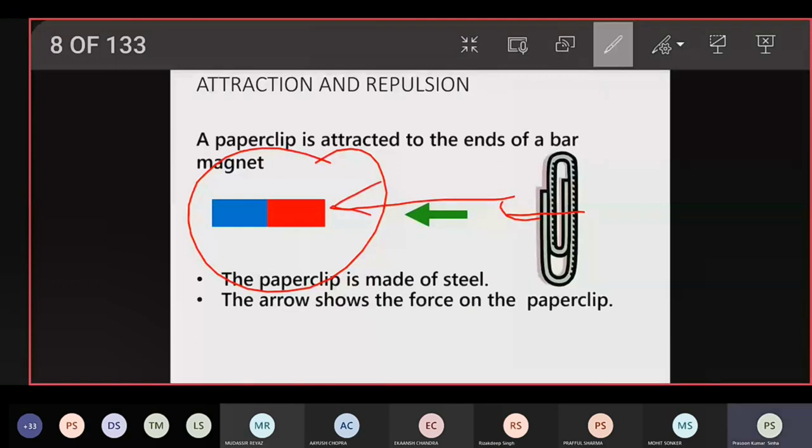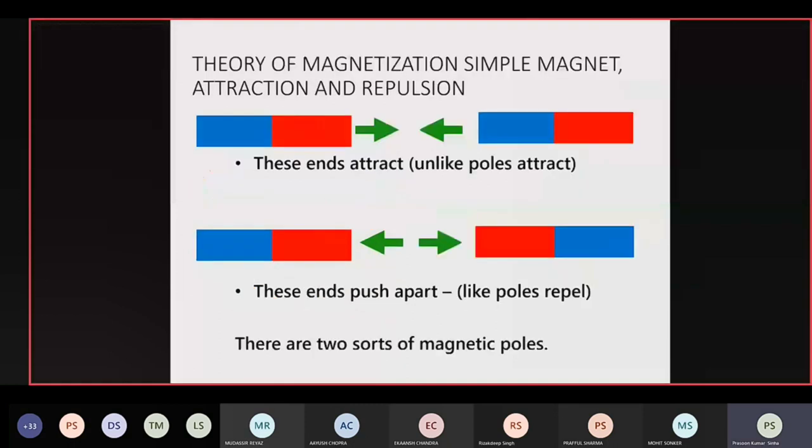Then there is interaction between two magnets also, which we know very well. Unlike poles attract, like poles repel. Red, red, blue, blue will repel. Red and blue will attract.